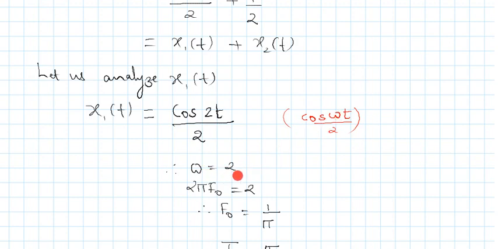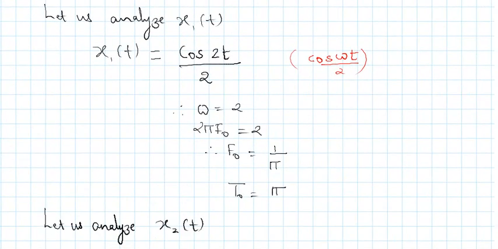Omega turns out to be 2. So expressing omega as 2 pi f naught, we get 2 pi f naught is equal to 2, and f naught is nothing but 1 by pi. Now if I take the reciprocal of f naught, I get t naught, and t naught turns out to be pi. Right? Now similarly we will analyze x2t.